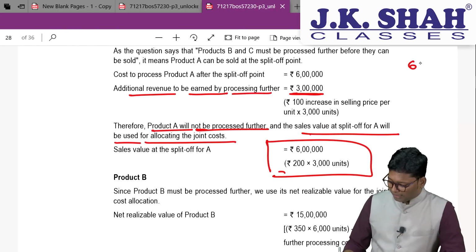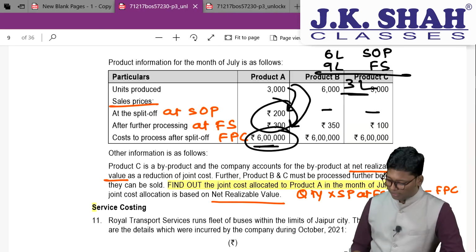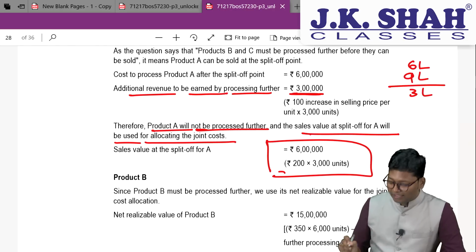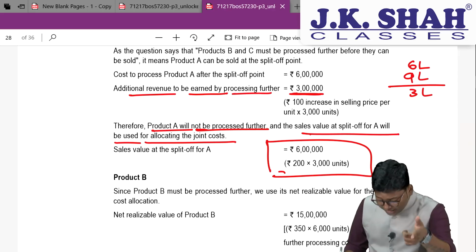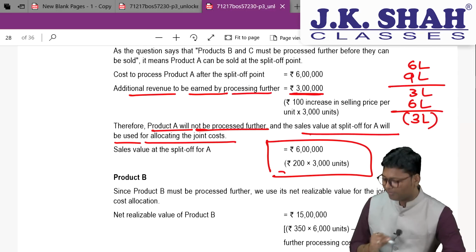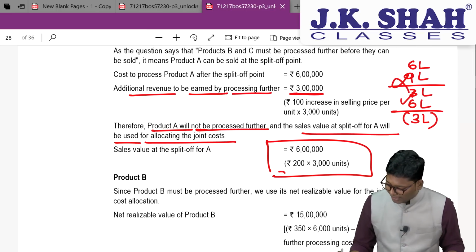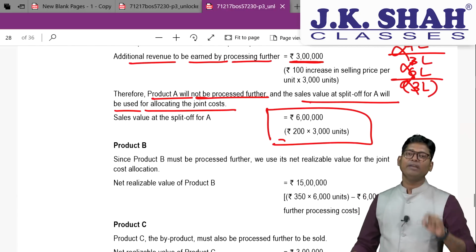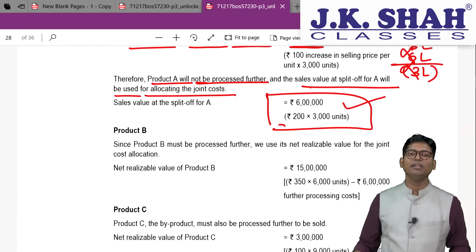By selling the product at split off, you are generating 6 lakhs rupees. By selling the product at the final stage, you will be generating 9 lakhs rupees. So incremental 3 lakhs rupees you are generating, but for this purpose you are incurring 6 lakhs rupees of processing cost. That means this will result in loss. That's why it is advisable to sell the product at split off only, and split off will give you revenue of 6 lakhs. So this is what is concluded.